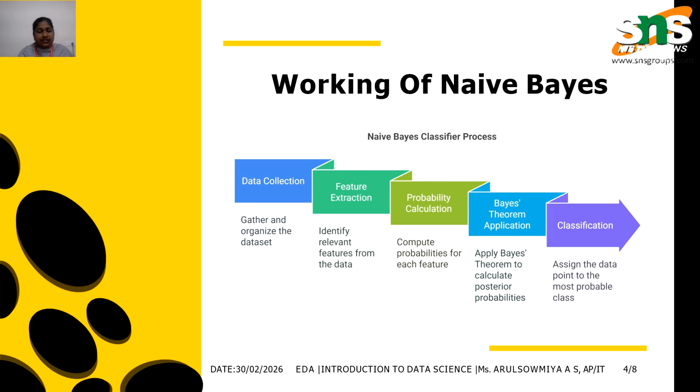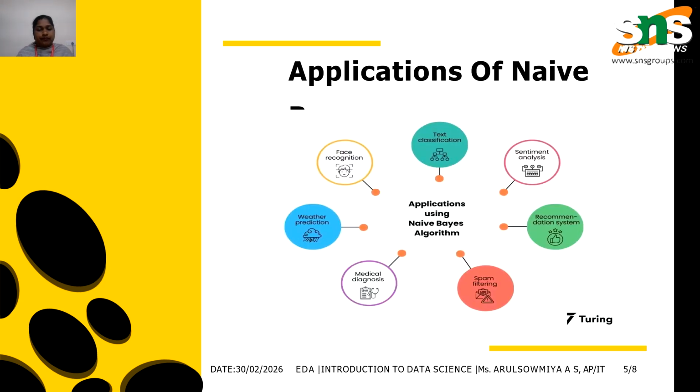In data collection, we gather and organize the data set from a data center. In feature extraction, we identify the relevant features from the given data. In probability calculation, we compute the probabilities for each feature. In Bayes theorem application, we apply Bayes theorem to calculate posterior probabilities. And finally, in classification, we assign the data point to the most probable class.